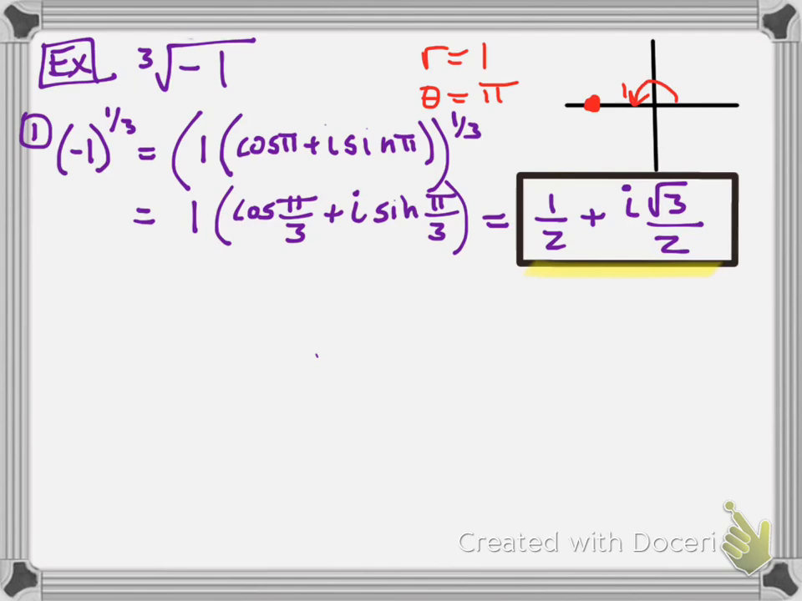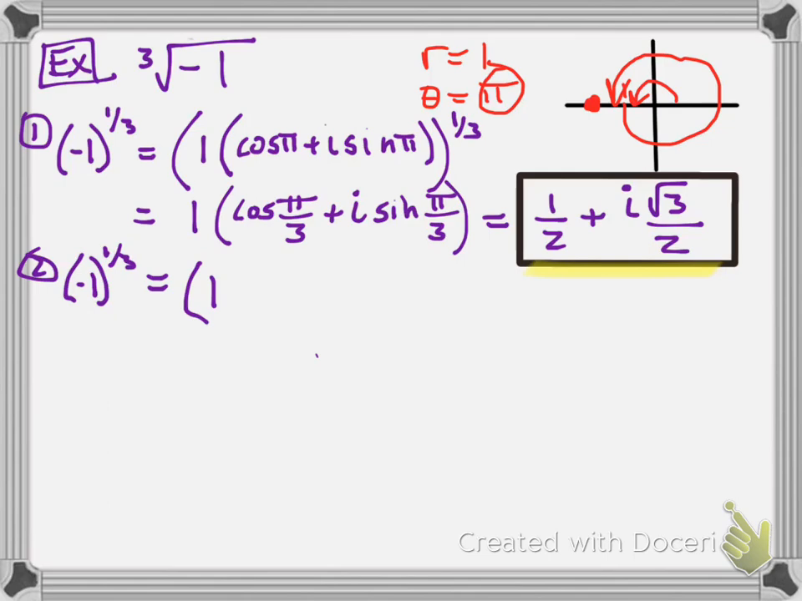I don't have time to reason you through this, but I'm going to tell you how to find the others. How many are there? 3. So we're going to take our original reference angle, which was pi, and we're going to go all the way around again to get to it. What did I add if I go all the way around? 2 pi, right? So what's pi plus 2 pi? 3 pi.